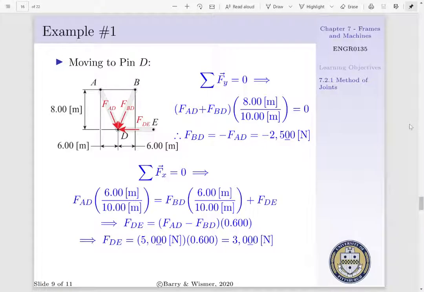With that information, we are able to do the summation of forces in the x direction. In doing such, we'd have FAD times cosine of theta, where the quantity cosine of theta is equal to 0.600, and this is equal to FBD times cosine theta plus FDE. Thus, solving for FDE, we'd have FAD minus FBD times 0.600. Thus, FDE is equal to 5,000 newtons times 0.600, which is equal to 3,000 newtons.